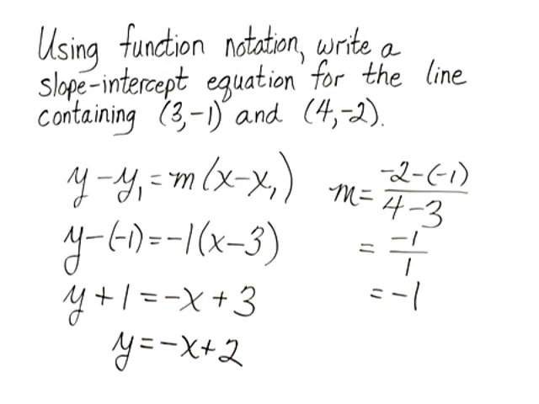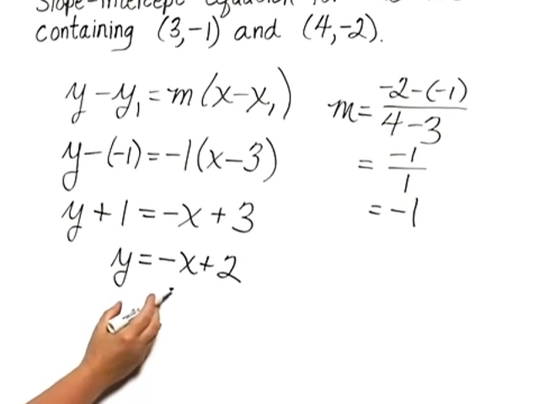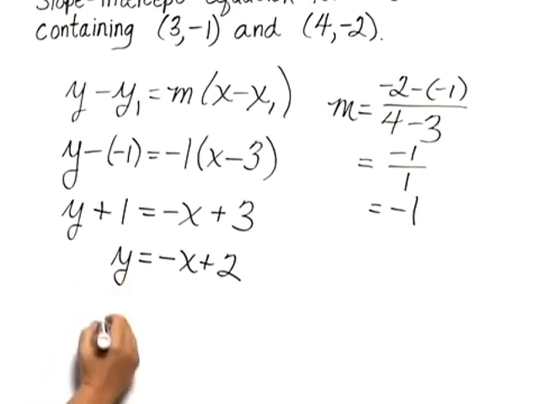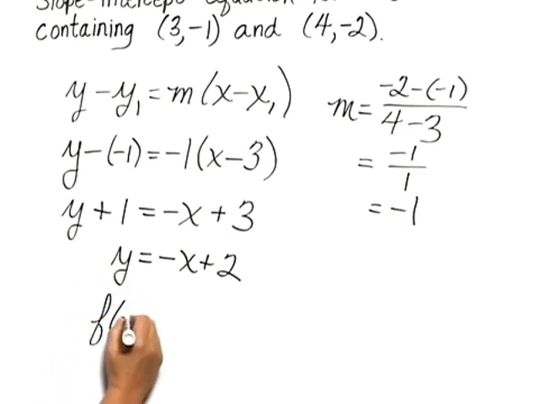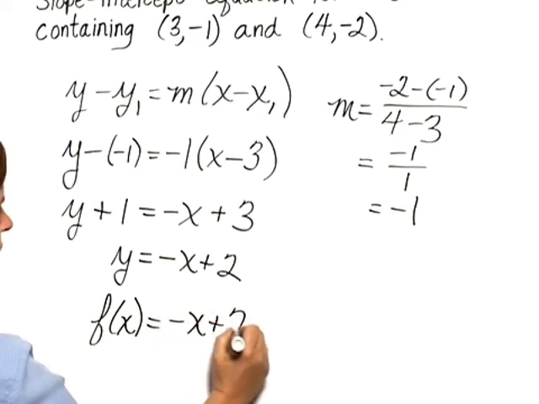Now we're almost there. This is an equation in slope-intercept form, but it's not using function notation. So now we replace y with f of x. F of x equals the opposite of x plus 2. And now the equation is in the form that it was asked for.